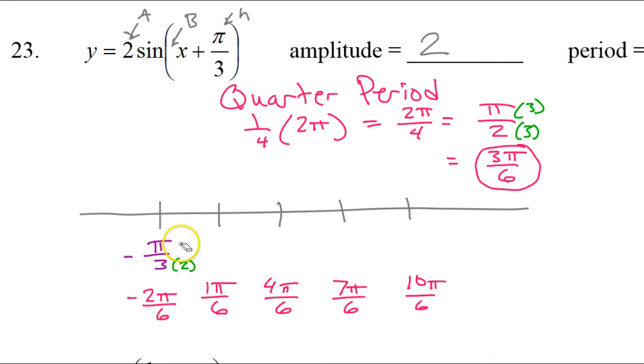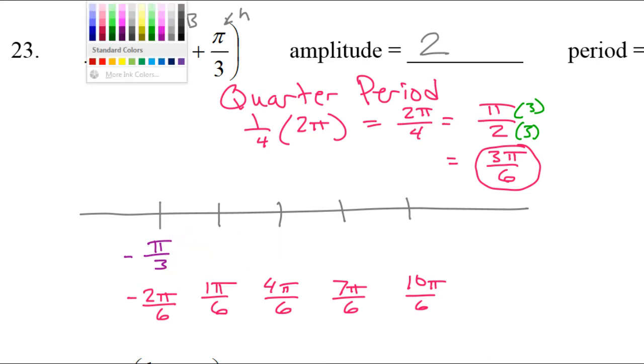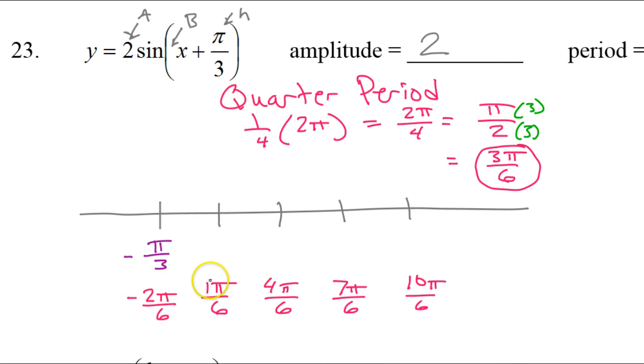Now I did this way down low to leave myself space to reduce if I needed to. Okay, 1 pi over 6, of course, is simply pi over 6. 4 pi over 6 reduces to 2 pi over 3. 7 pi over 6. 10 pi over 6 reduces to 5 pi over 3.